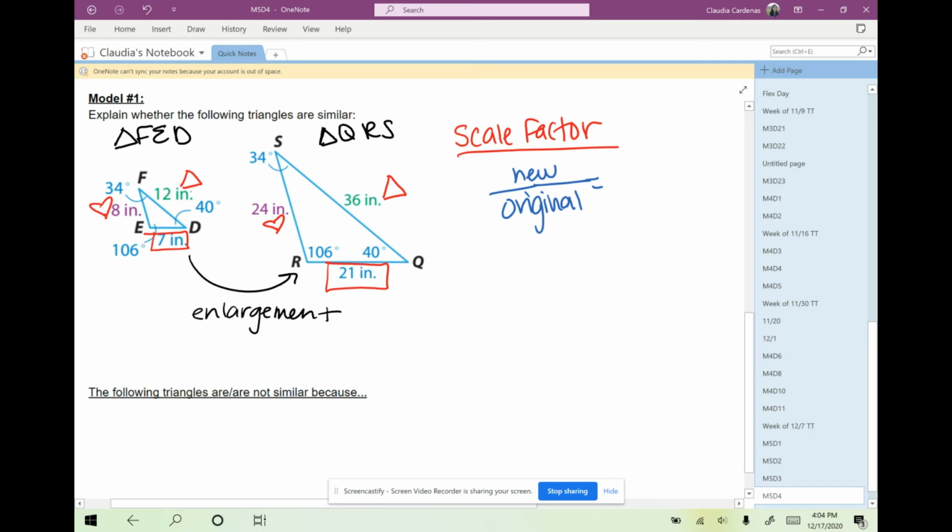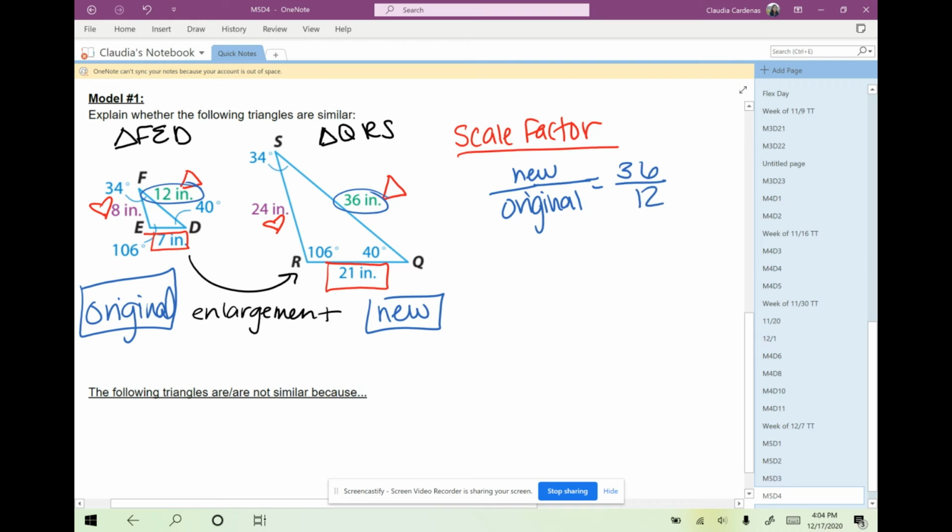So I'm going to pick 12 and 36. Well, this is the new image, and this is the starting or the original image. And so I'm going to write it as 36 over 12. Can we simplify 36 divided by 12? Yes, we get 3. Okay, so if the scale factor is 3, then that means every dimension on the original triangle would be multiplied by 3 to get the new dimensions. So let's see if that's true.